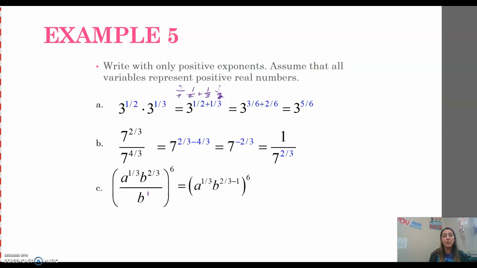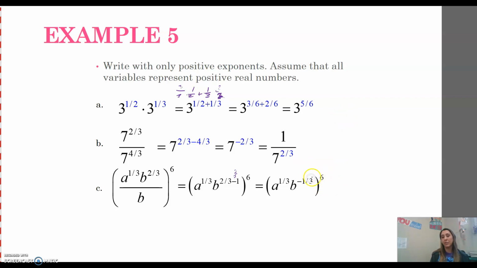So we're going to have 2/3 minus 1. So there's the A. It didn't change. There's the B. 2/3 minus 1. And we need to make this a common denominator, so that's going to be 3/3. So then we really have 2 minus 3/3. So we end up with a to the 1/3, b to the negative 1/3.